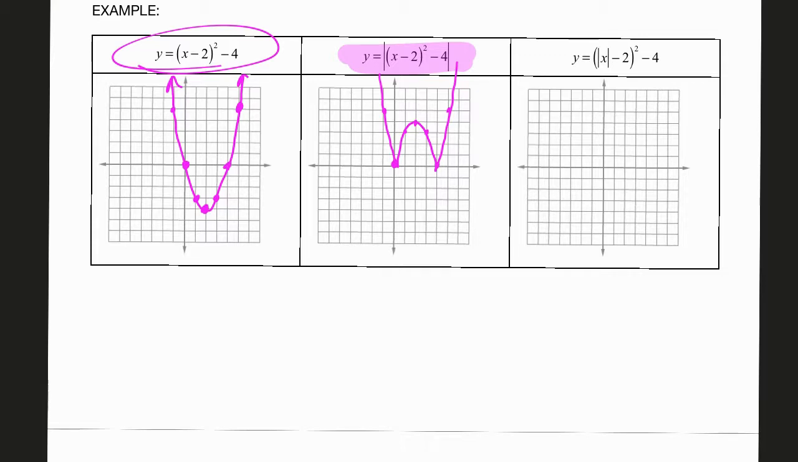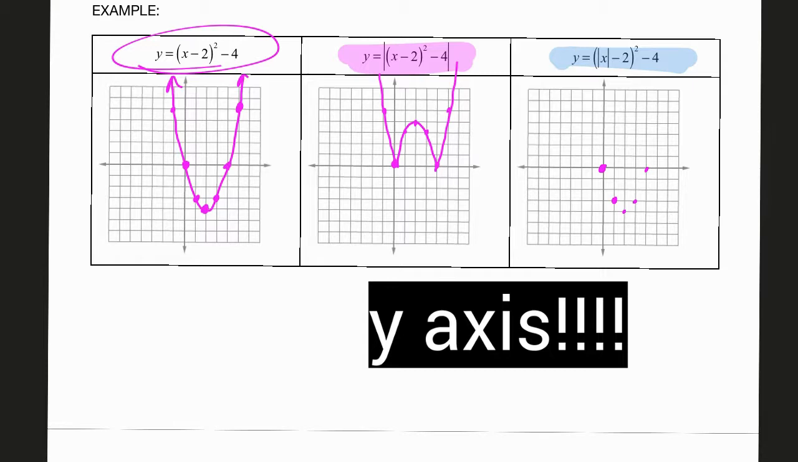Okay, now let me switch colors. So this one in blue, notice the notation, it's just the absolute value of x, which means that all the stuff that's over here to the right of the x-axis, I think it's that point right there.